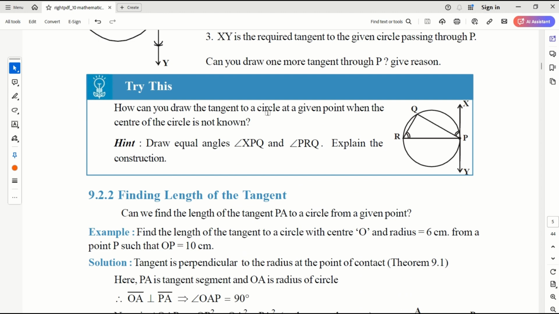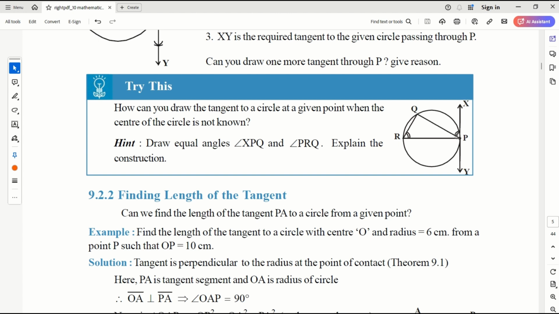Now, how can you draw a tangent to a circle at a given point when the center of the circle is unknown? This is one thing we should try. Draw a circle. Take any point on the circle. Draw a line, and draw a secant or chord basically, QP chord. The line XY and QP meet at P on the circle.